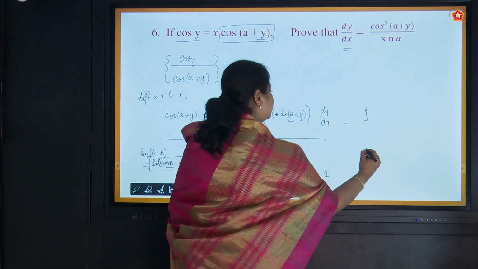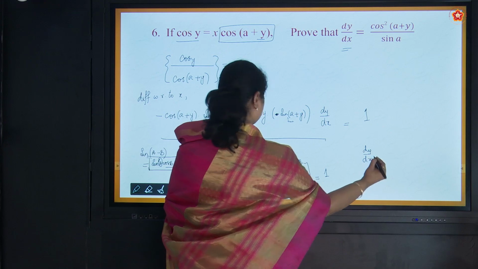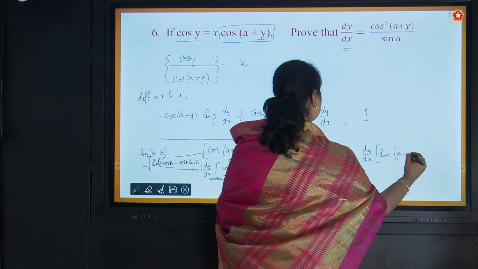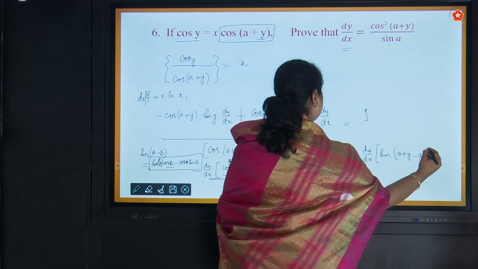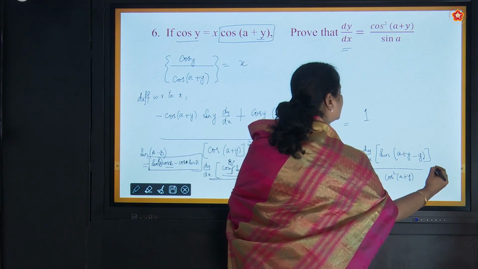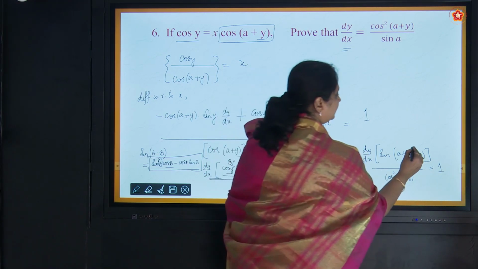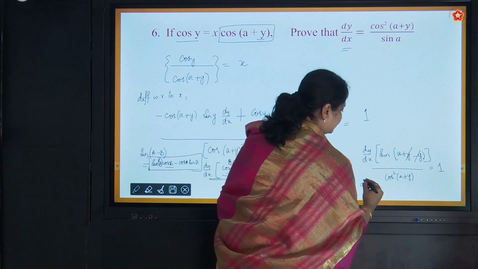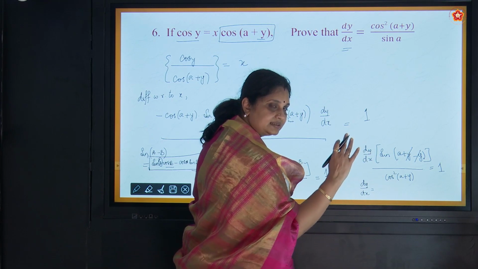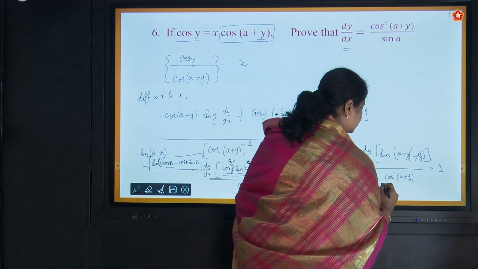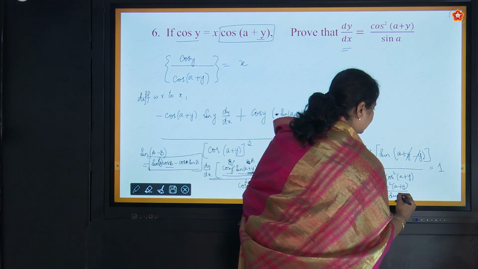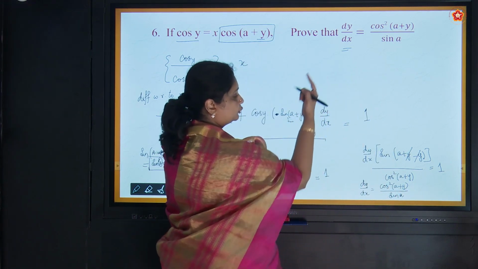So now I have dy by dx into sine of (a minus b), which is nothing but (a plus y) minus y, divided by cos square (a plus y), equal to 1. So now y gets cancelled out. I'm supposed to find my dy by dx. I'm taking all the other terms to the other side, which when multiplied goes to the other side as division or the reciprocal. 1 into this, that is cos square (a plus y) divided by sine a. That is what I'm supposed to prove.